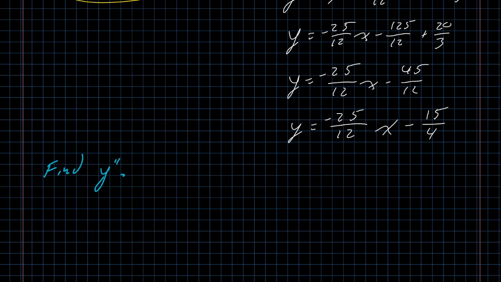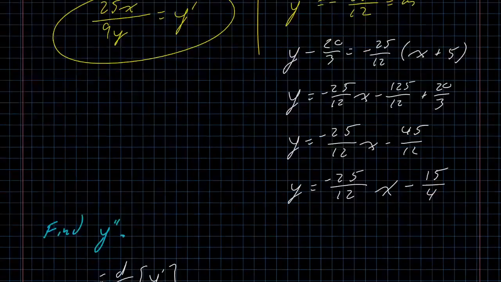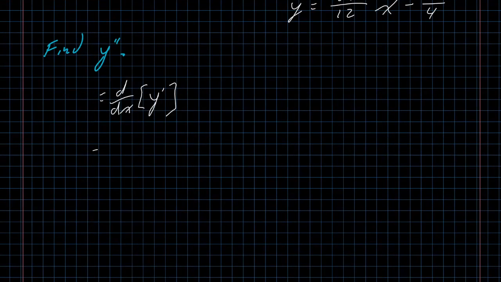But since we're differentiating, it stands to reason we can probably take multiple derivatives if I want to find y double prime. Once again, it seems a lot scarier than it actually is going to be, although I'll be honest, this isn't going to be a lot of fun. Remember, y double prime, by definition, is the derivative with respect to x of y prime. And of course, we know that y prime is 25x over 9y for this particular problem. So we want to take the derivative with respect to x of 25x over 9y.